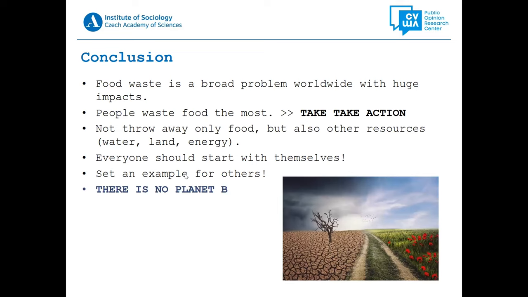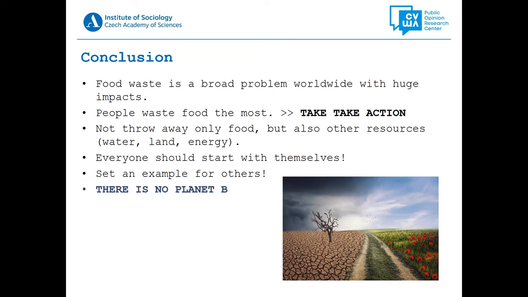Finally, some brief conclusions. Food waste is a major global problem that has environmental, economic, and social impacts. Given that people waste the most, the solution to this problem should start with everyone. It's therefore important that everyone takes some steps, because every step counts, and in the overall picture, it will have a big impact. Keep in mind that when we throw food away, we are not just throwing away that particular food, but we are also wasting all the resources that are needed to produce it.